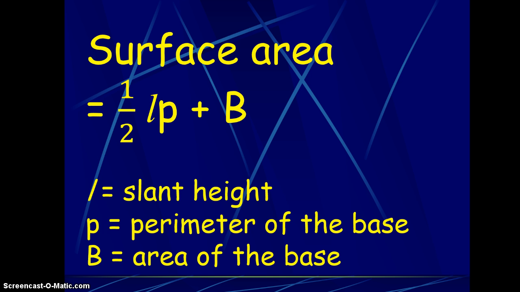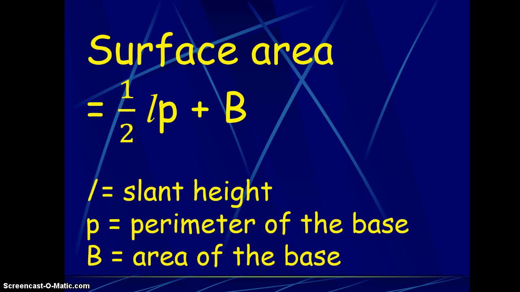And then P stands for the perimeter of the base. So I want you to write all of that down because I want you to know what it's the perimeter of. It's not the perimeter of the triangles, it's the perimeter of the base. And then that uppercase B, it's kind of confusing because when we think area, we want to see an A. But the uppercase B is the area of the base.